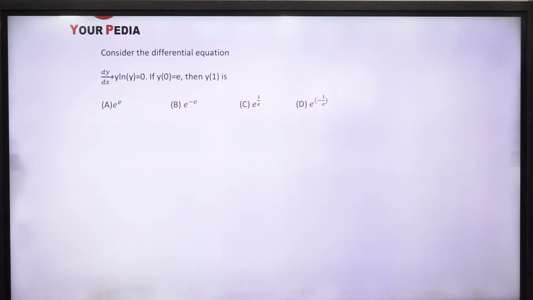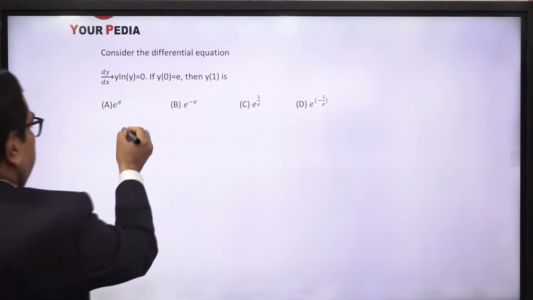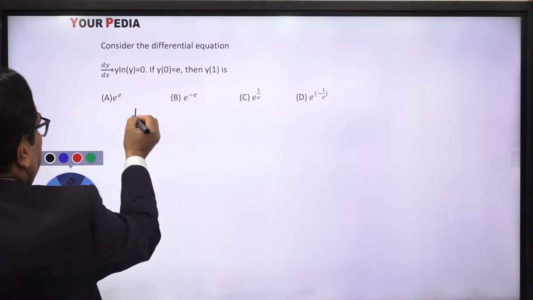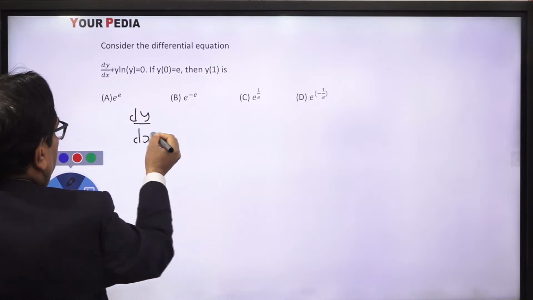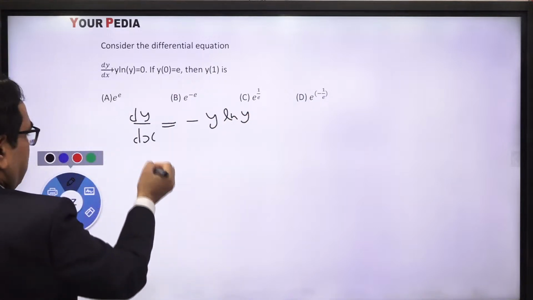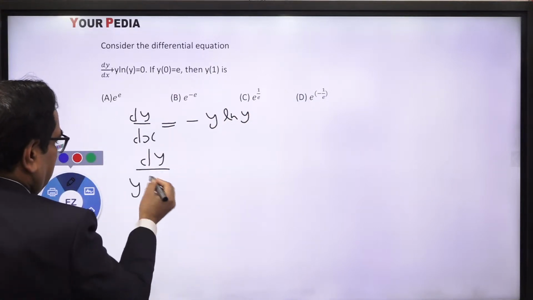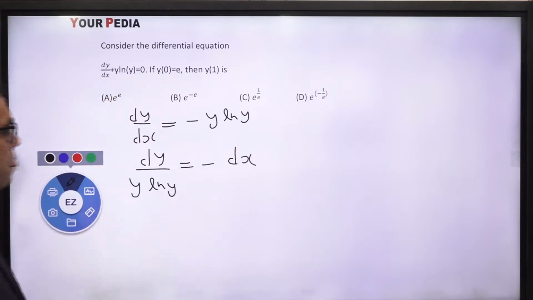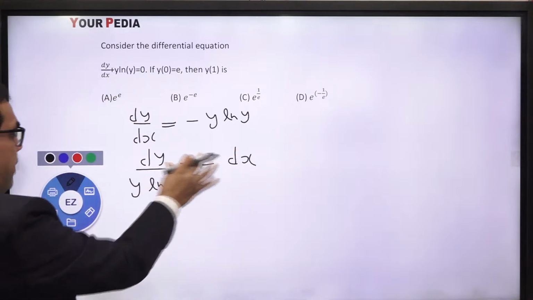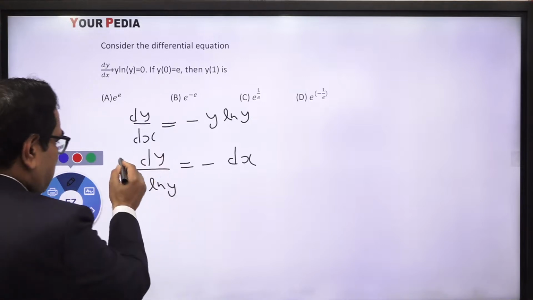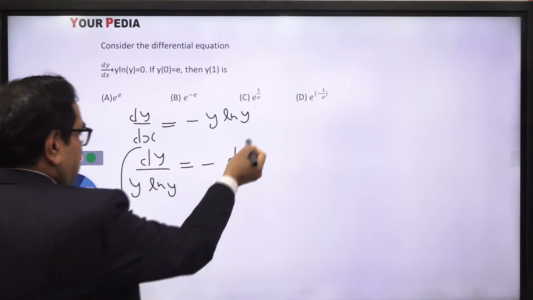Well done. So if anyone wants to understand it, I am giving you the hint. You can write dy upon dx equal to minus y ln y. Then you can write dy upon y ln y equal to minus dx. Now you can see this is variable separable form. So you can integrate both sides to solve this. Let us put the integration symbol here as well as here.